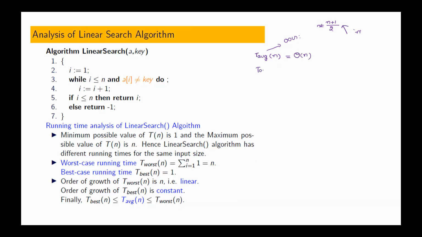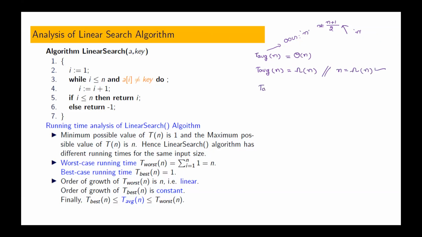Similarly, can we write the average case running time of linear search as big omega of n? Yes. Why? Because we know that the order of growth is n, and n is big omega of n is true. Hence, this is also correct.